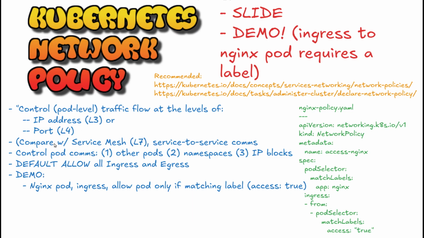So you can actually make a comparison here as well with service mesh you may have heard of. That operates at layer 7, the application layer, and that's regarding service-to-service communications. So this is totally different, and you can't say that one is more important than the other. They're both important. Now, what does it allow you to do fundamentally? It allows you 3 different ways to control pod communications. One is comms to other pods, another is to namespaces, and another is to IP blocks as well.